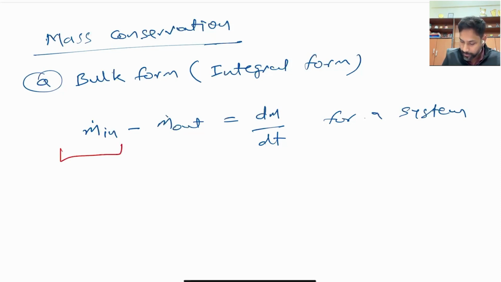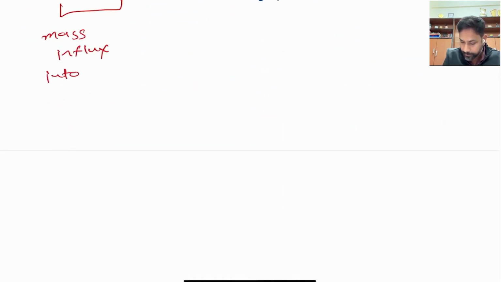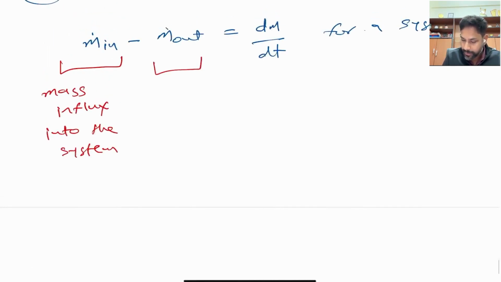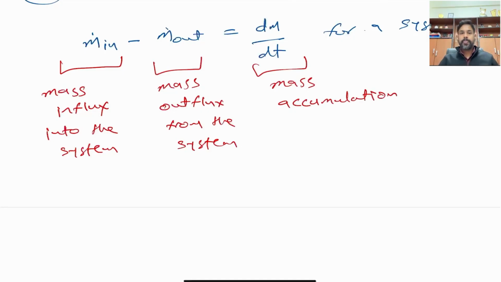Where this is mass influx into the system, this is mass outflux from the system, and this one is the mass accumulation term, right? So what exactly does the mass accumulation term mean?